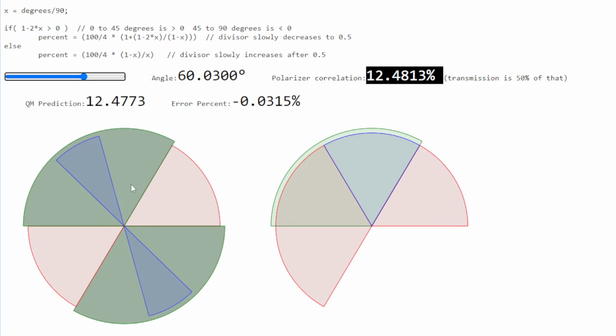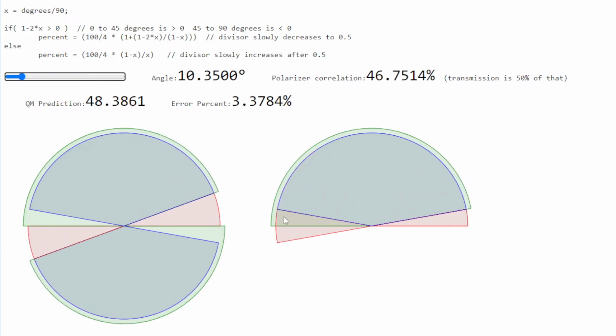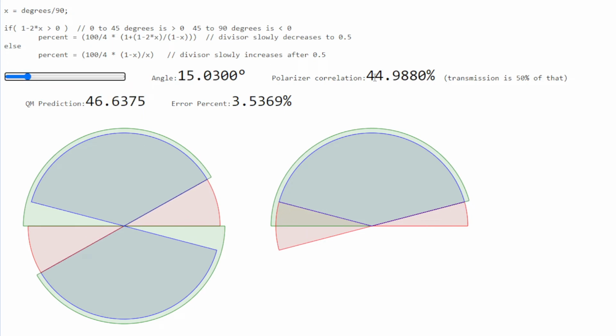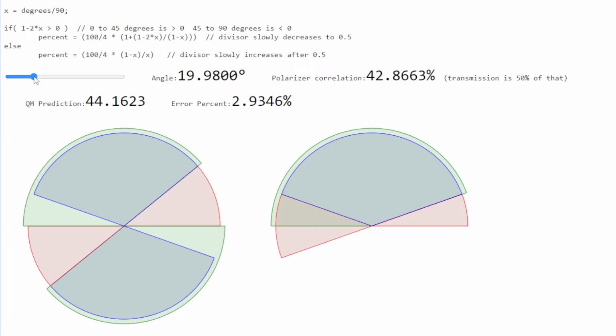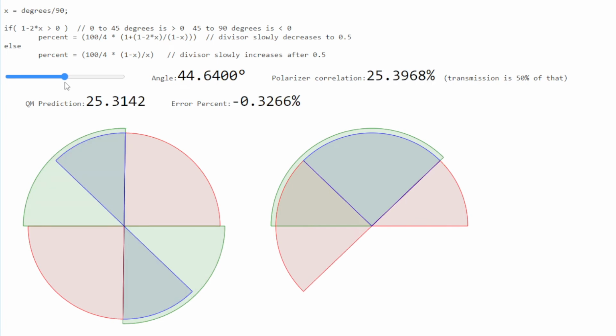These numbers up here are mostly for this polarizer, though, which is the same idea. That as you go, there's a section that's totally excluded, and the ratio of this blue arc versus this green arc is the predicted correlation. This is the quantum mechanical prediction too. And up to 45 degrees, now this is a 50-50 correlation.